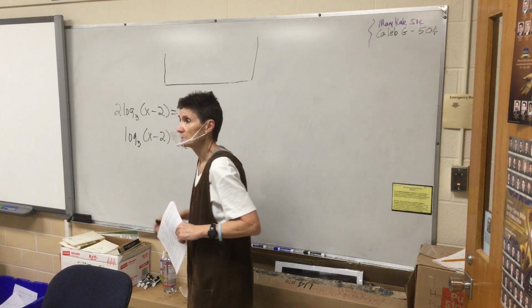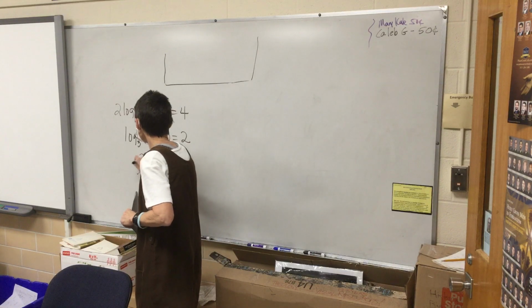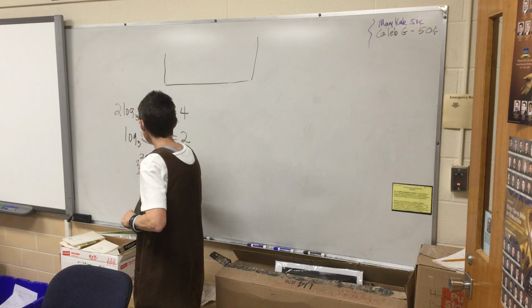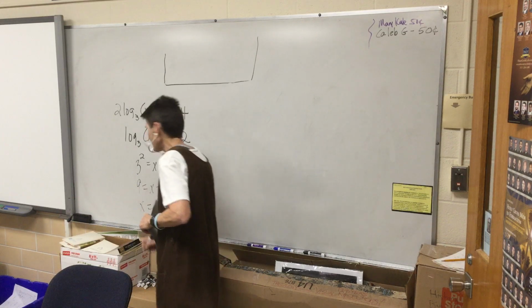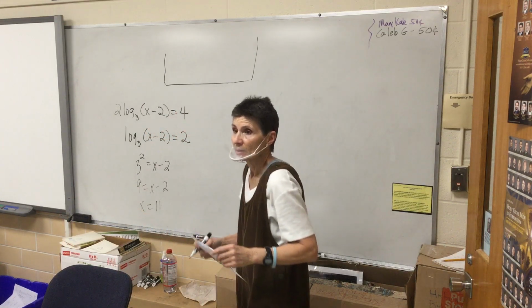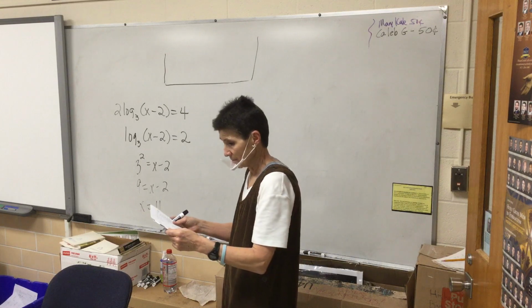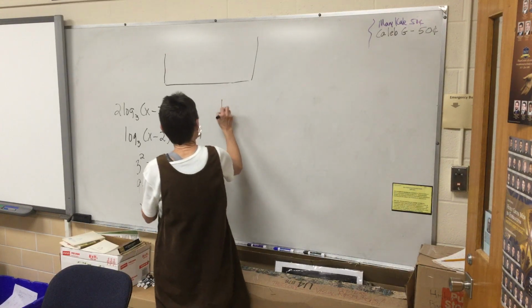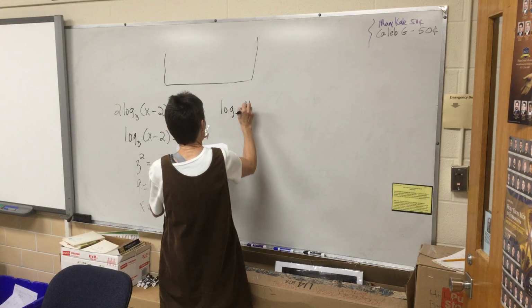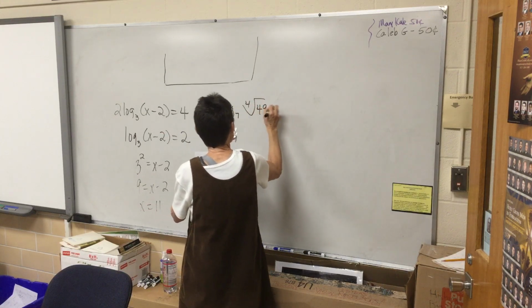What now? Loop de loop, that's right. So 3 squared equals x minus 2. 9 is x minus 2, so it looks like x equals 11. Right? That's easy. Everybody gets that one right. Okay. What about B? Log base 7 of the fourth root of 49 equals x.